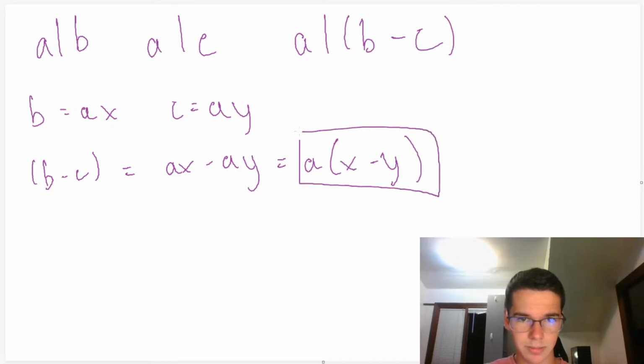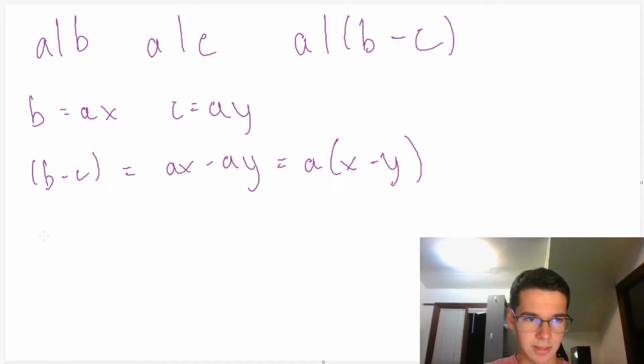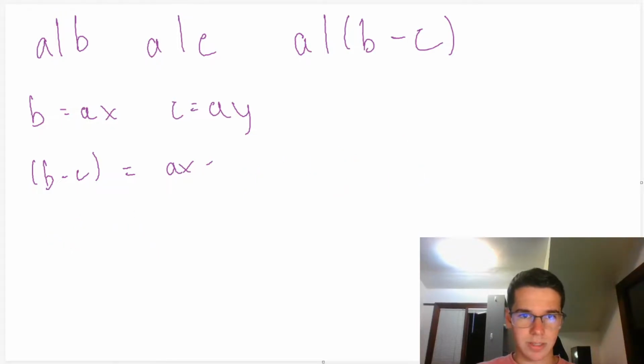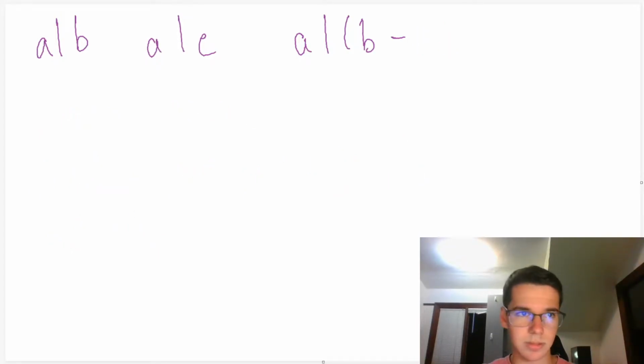We can tell by looking at it that a clearly divides a times x minus y, because once this divides out, we're going to be left with x minus y, which is in the set of integers. So hopefully that makes sense. The proof for the addition one, where a divides b plus c, is literally the same. We just change the sign, and that's it. So I'm going to erase that. I'll just make a new page.